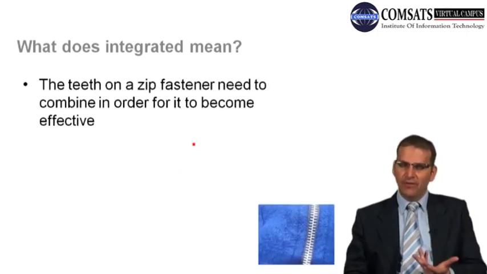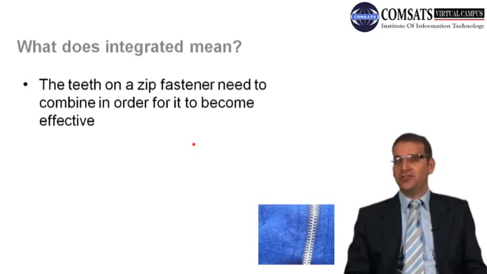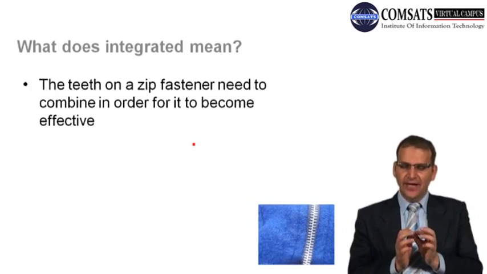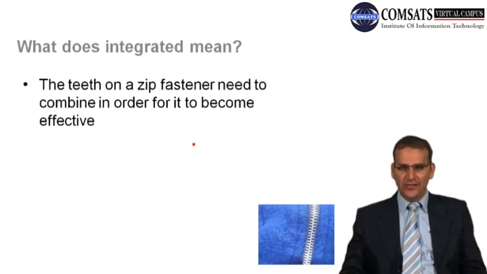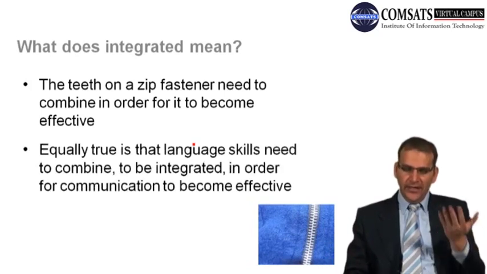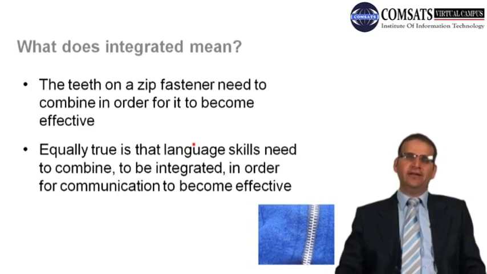Again, an example: the teeth on a zip fastener need to combine in order for it to become effective. You see, there is another image there. The teeth of a zip need to combine, otherwise that zip is useless. Therefore, integration enhances productivity. Equally true, the language skills need to combine to be integrated in order for communication to become effective.